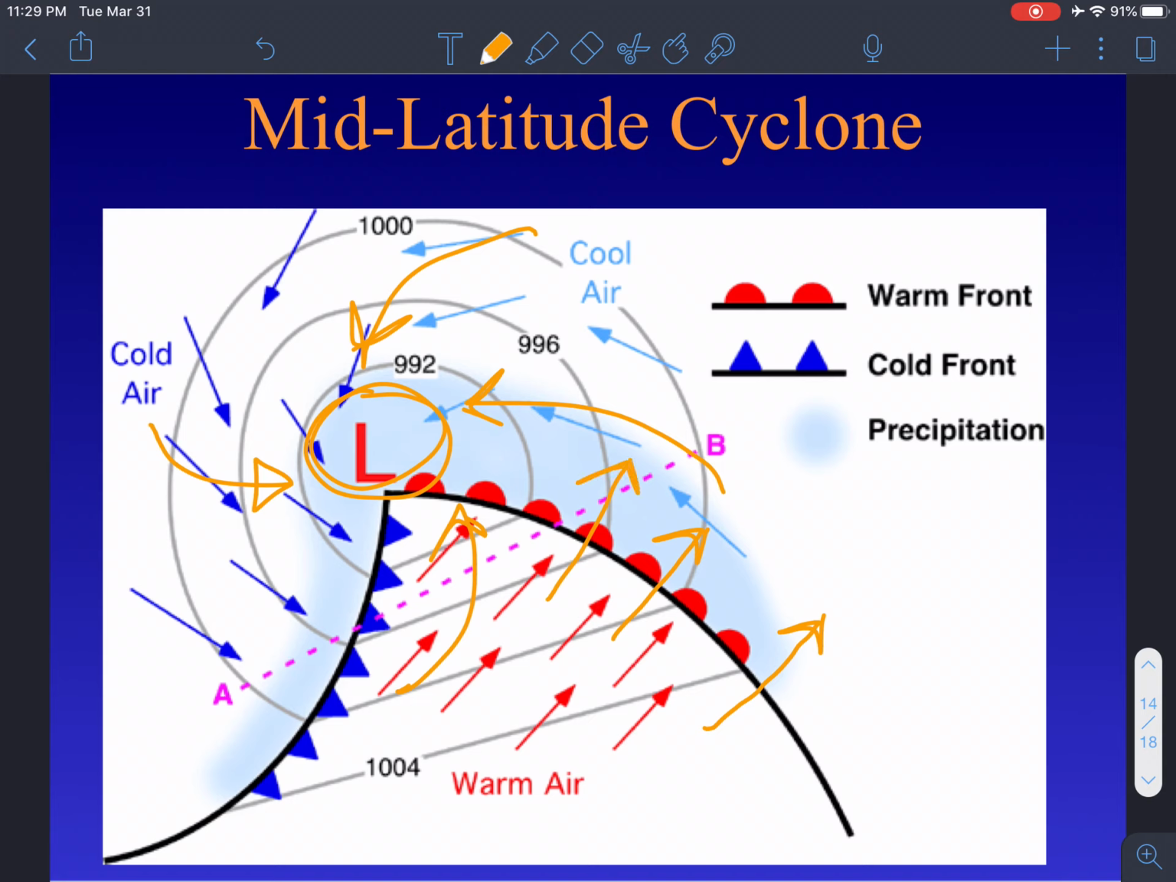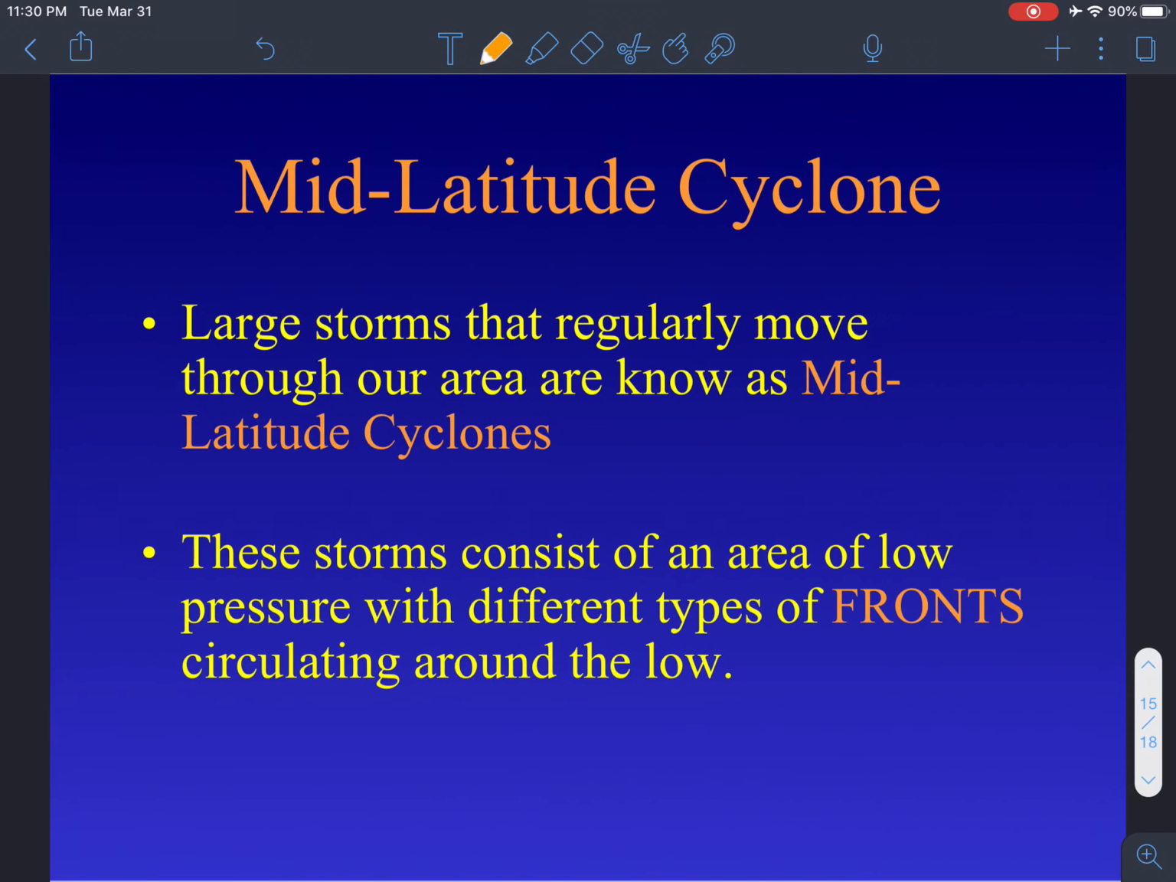So it's spinning counterclockwise. But you also have this cold front behind it, and because cold fronts are faster, it's going to eventually creep up with the warm front and take it over. Now when that happens, we call this a mid-latitude cyclone, and you can get really large storms. If this happens in the wintertime, this is usually when we have really, really heavy and long-lasting snow.